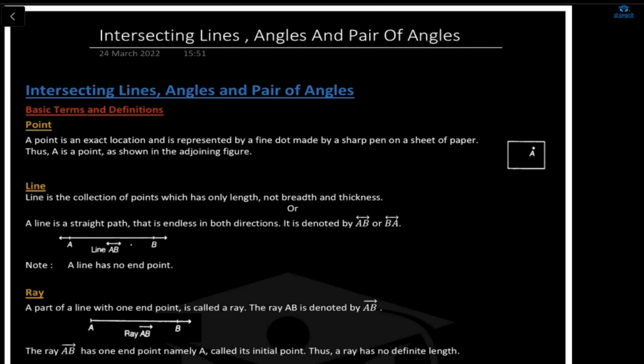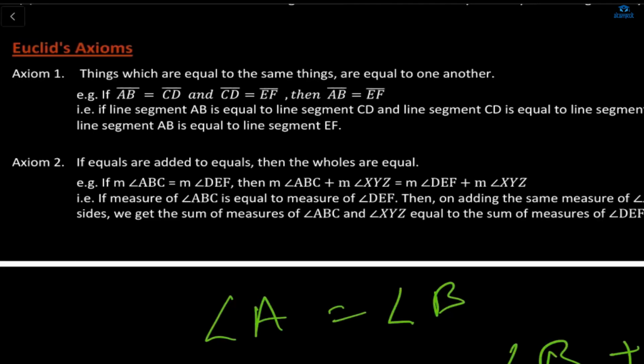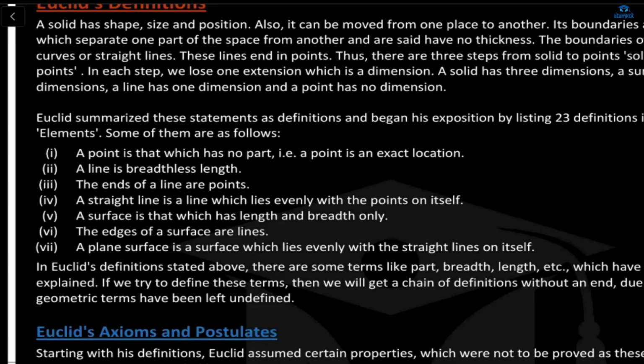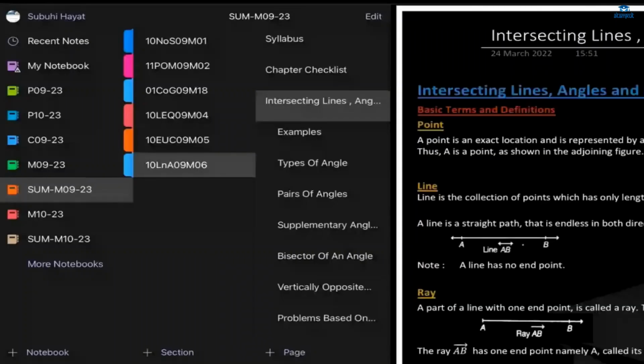A line has only length. So a line contains only length. In fact, in Euclid also I told you the definition of a line: it is a breadthless length. Do you remember this? In Euclid we covered the starting point. A point is that which has no part. So a line is a length which has no breadth.